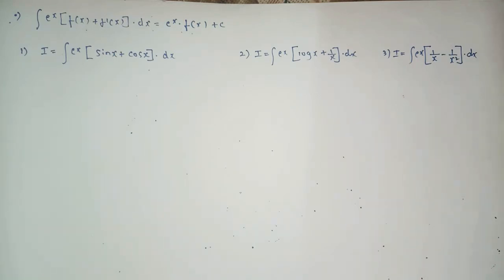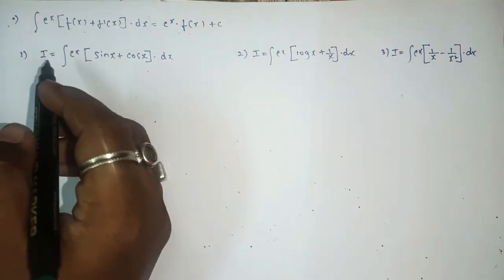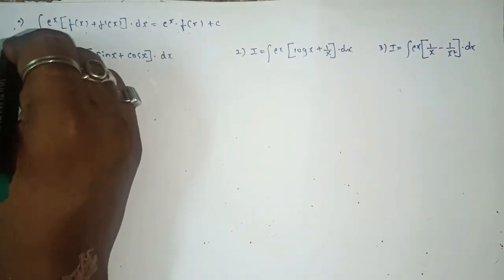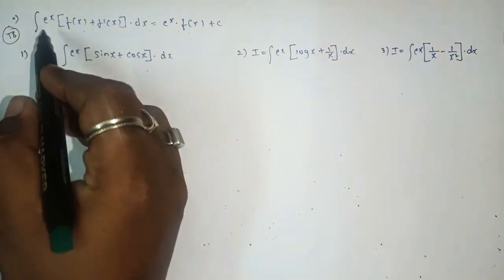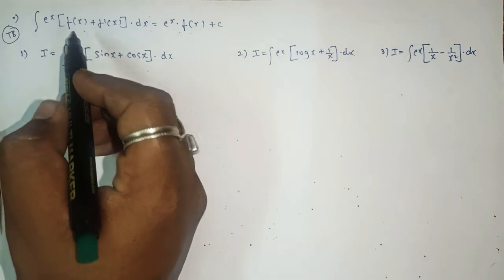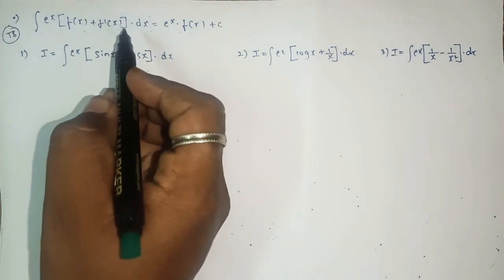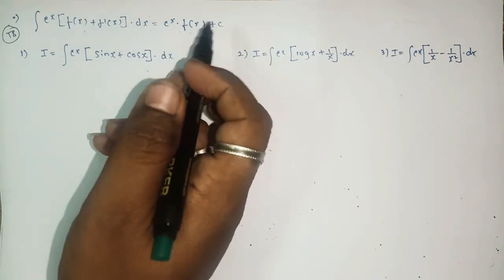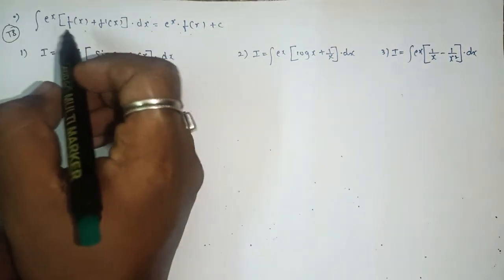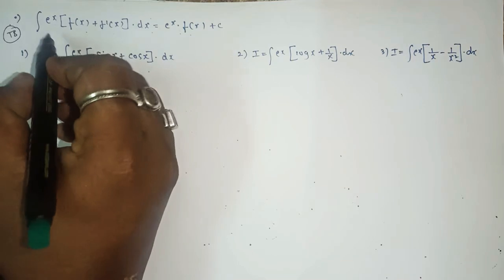So today we are going to see type number 8, which is based on one property, that is integration of e raised to x into f of x plus f dash x dx is equal to e raised to x into f of x plus c. So what is the formula? Once again I will explain.